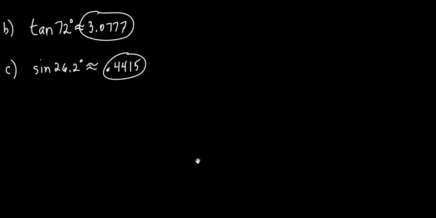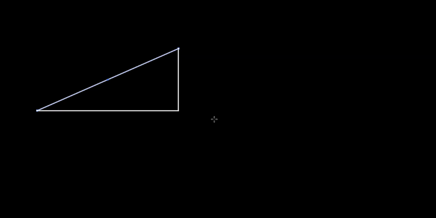Now, let's do something. That was all leading up to what we're going to do now. That was not that big of a deal. So let's draw a triangle. But it's not going to be a 30, 60, 90. It's not going to be a 45, 45, 90. It's going to have a weird angle in there. And that's why we need our calculator.